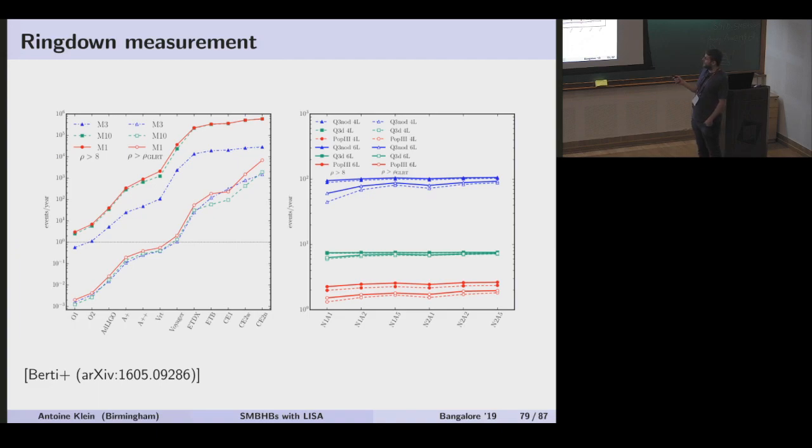The different colors here for ground-based detectors are different mass distribution models. The solid symbols tell you how many events per year you expect in which you can measure one ringdown mode. And the hollow symbols tell you how many events per year you expect in which you can measure at least two ringdown modes.